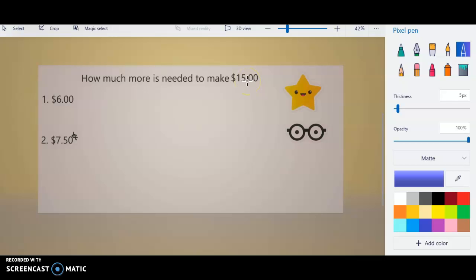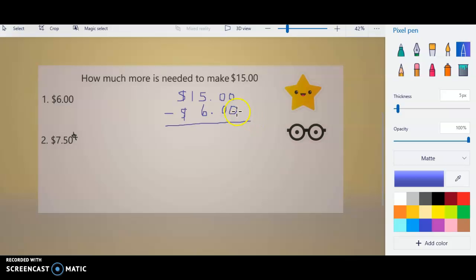What am I going to do to solve this? Well, it's really easy. To find out how much more I need to make $15, I just go ahead and subtract. So I'm going to set up, put in my $15, decimal, 0, 0. And then I subtract, and I'm going to put that $6. Make sure I line it up in the correct place so that I can get the correct answer, right?